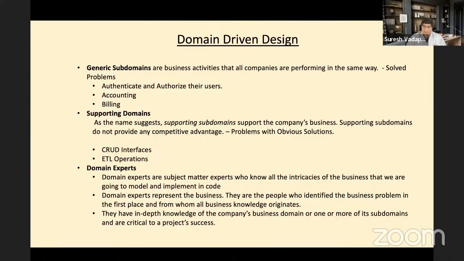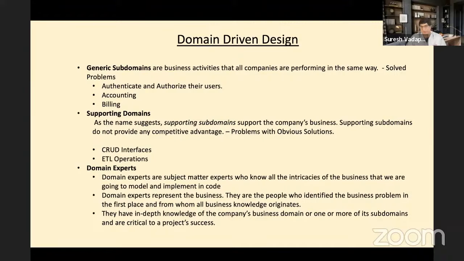And the main idea of domain-driven design is to collaborate with subject matter experts, also called domain experts, which we also talked about. They are your SMEs who know all the intricacies of the business that we are going to model and implement. They represent the business, and they may be the people who identified the business problem in the first place. So they provide in-depth knowledge about the business domain, so that you can visualize what the business domain is and how to build software that aligns with it.